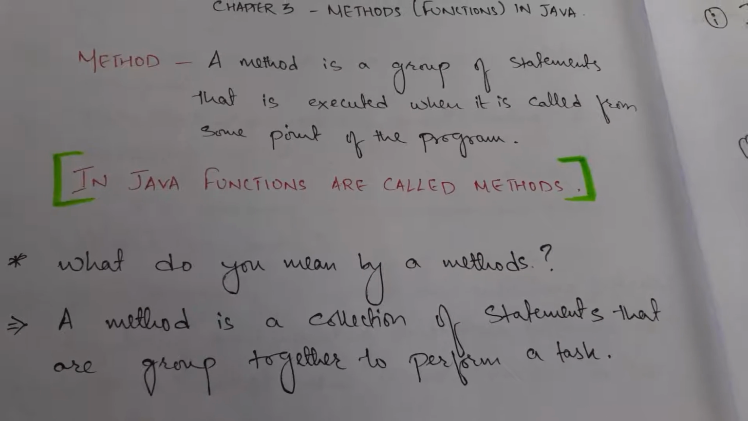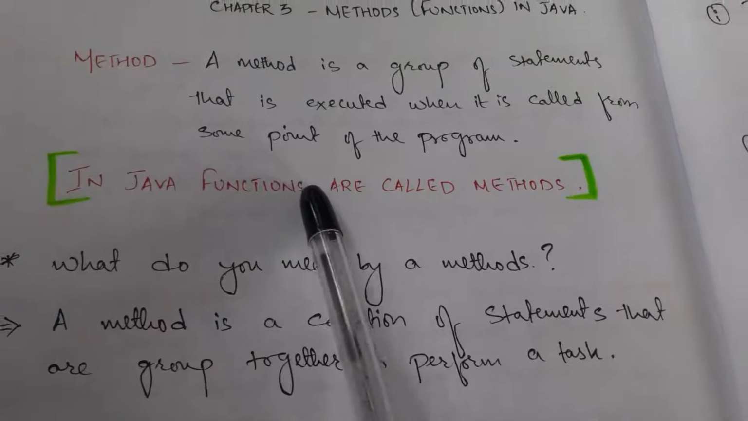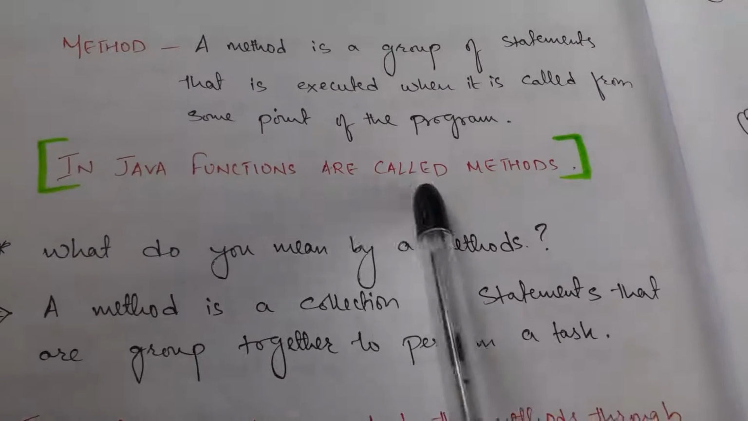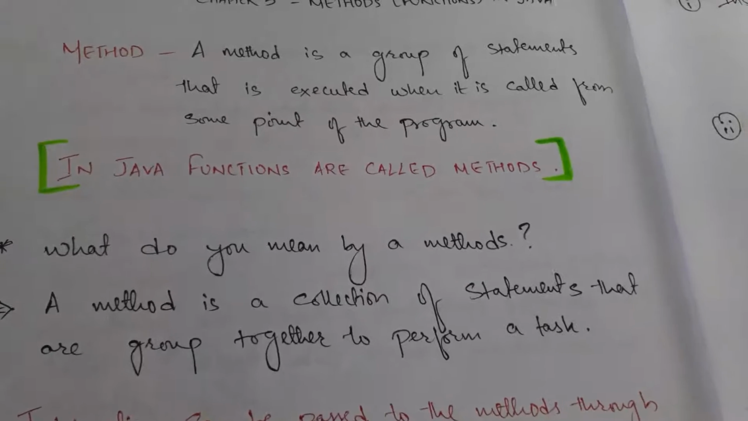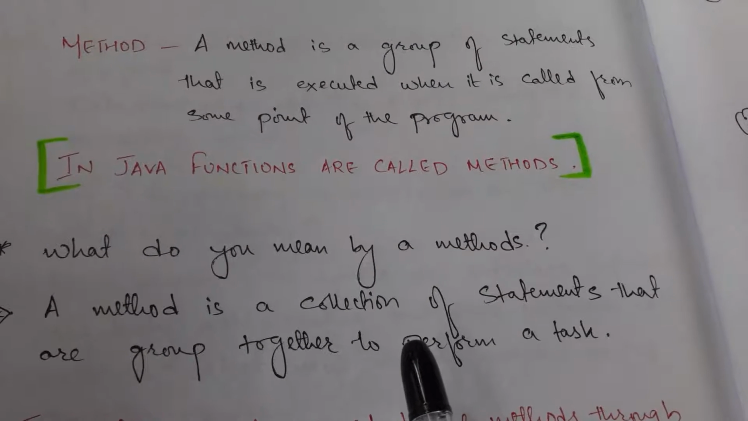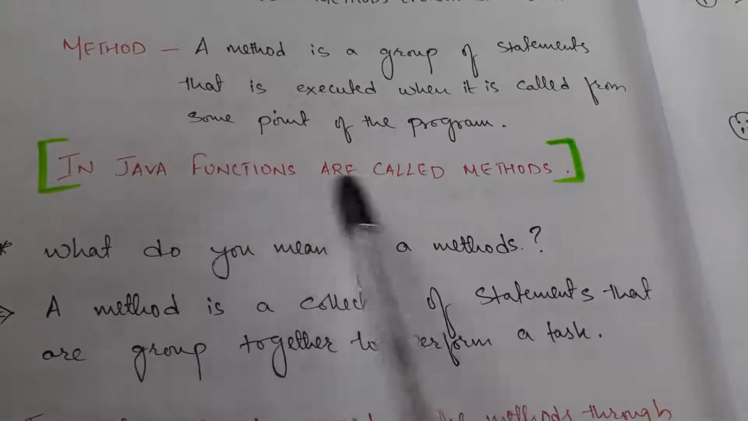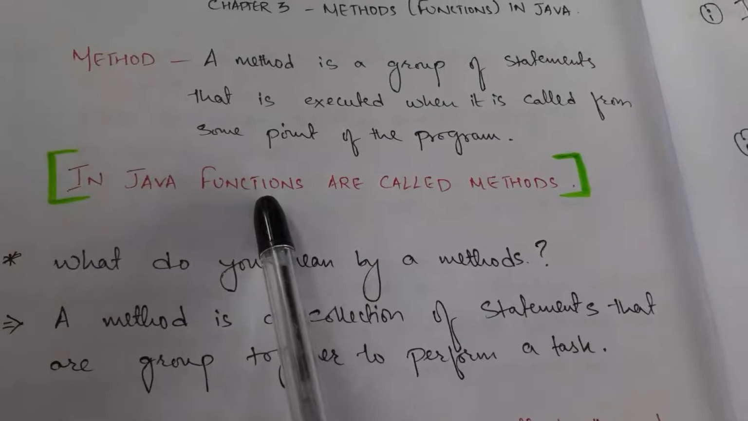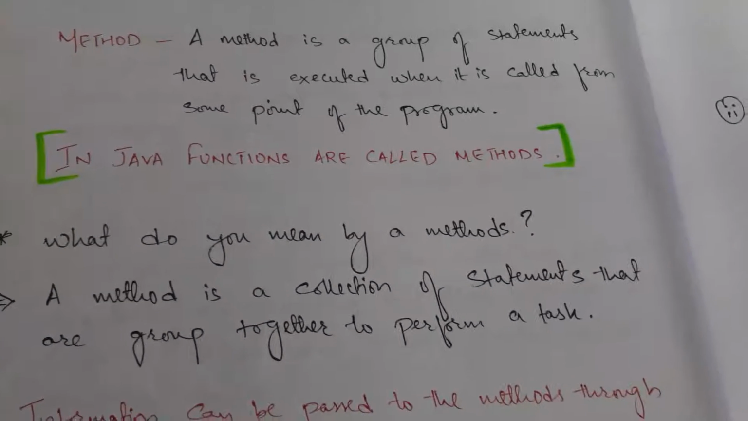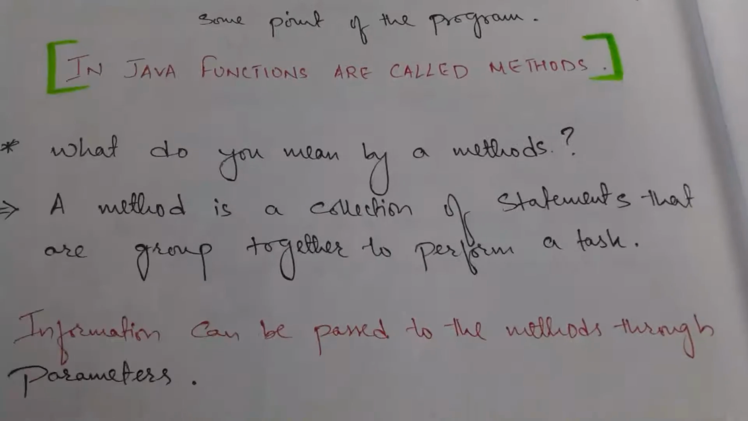In Java programming, methods are also called functions. So in Java, functions are called methods. That means we can call them by either name. Whenever we are dealing with Java programming, we can call methods by another name, which is functions. That means functions and methods are the same thing in Java programming.